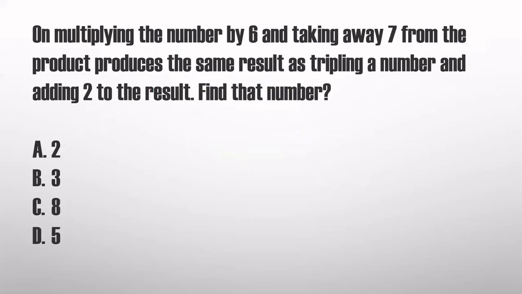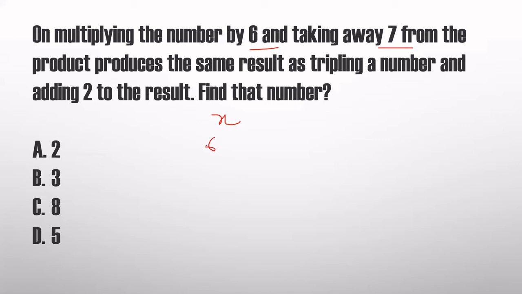Now in the next question, we are going to solve: on multiplying the number by 6 and taking away 7 from the product, it produces the same result as tripling the number and adding 2 to the result. Find out the number. So look, you need to form an equation based on this statement. So let the number be x.